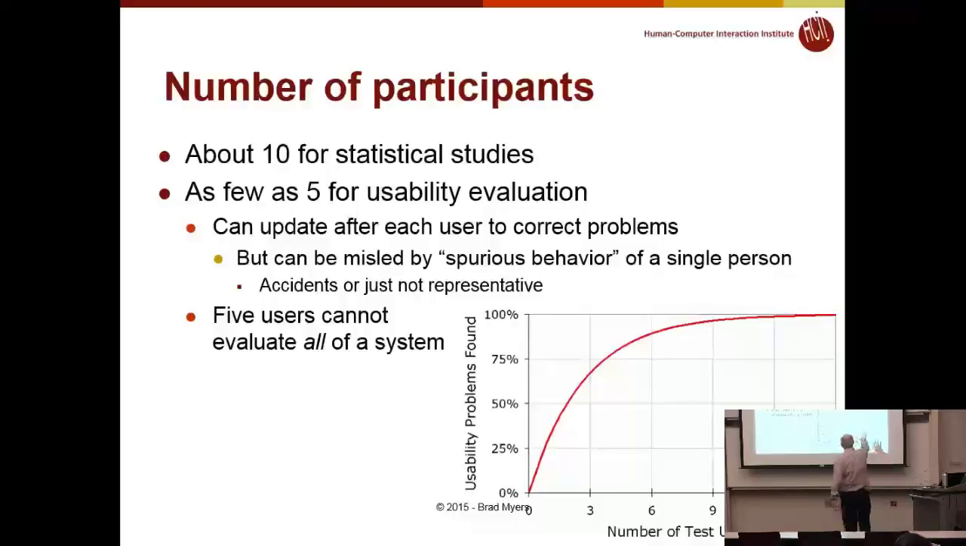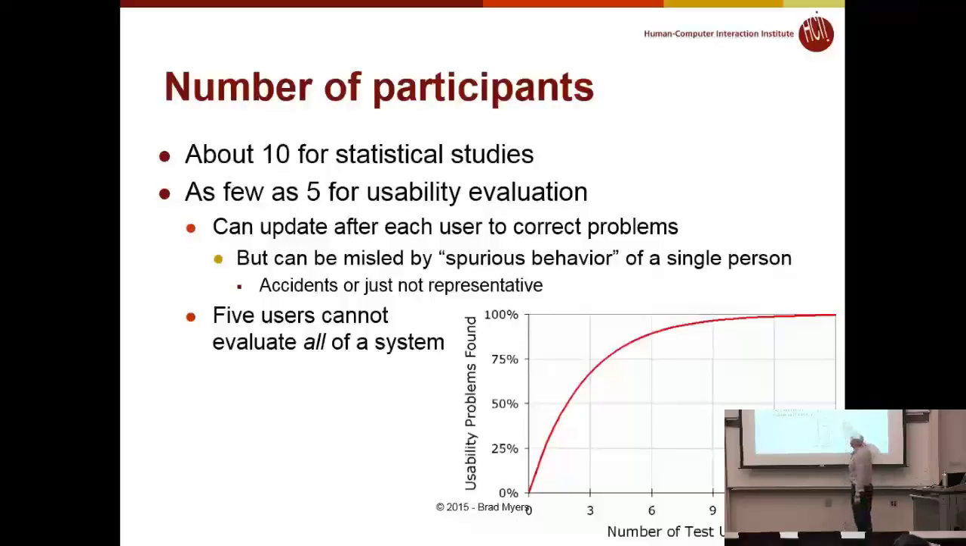So it's kind of like this graph. So if you don't do any users, you won't find any of the problems. But even with your first person, you're finding about a quarter of the real problems in the system. So you're getting an enormous benefit from that first person. With the second person, you're getting up to about 35%.